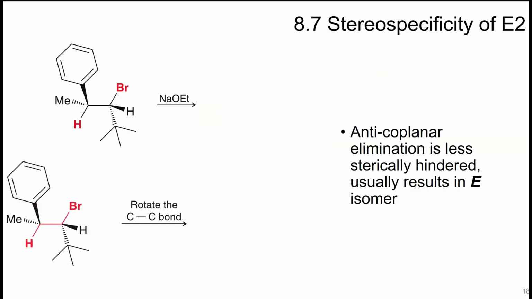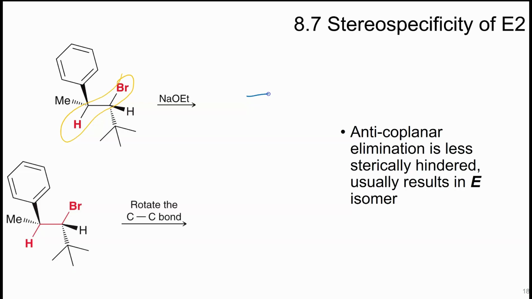With E2 reactions, we'll need to think about stereospecificity. So this is what kind of alkene it is going to form. In an E2 reaction, we need to have a bromine and a hydrogen that are anti-coplanar. So the elimination is going to happen right there. So we have bromine that needs to be in the same plane with hydrogen so that they're lined up and they can see each other and they can eliminate.